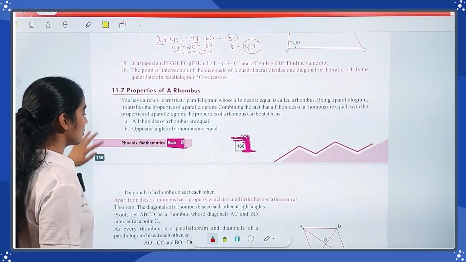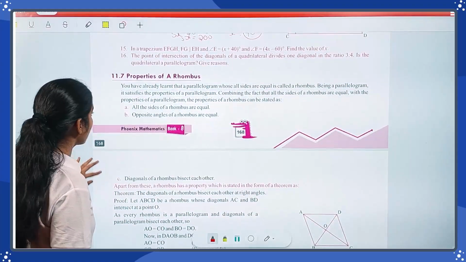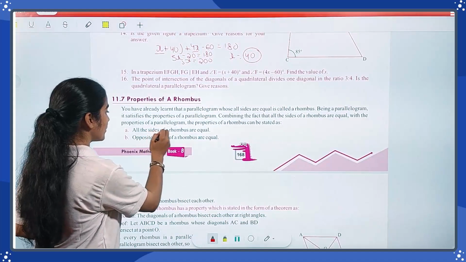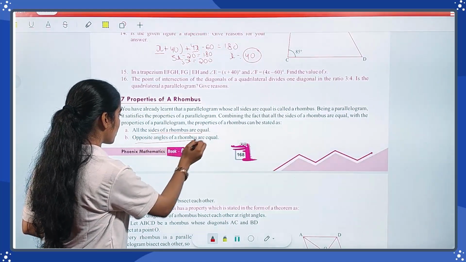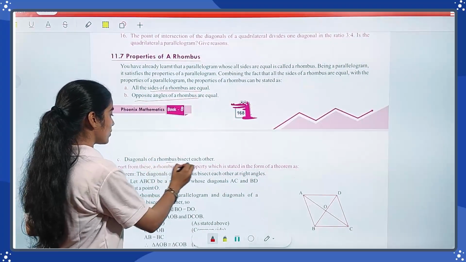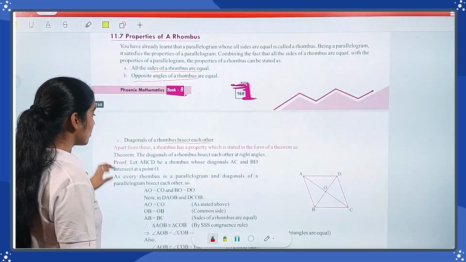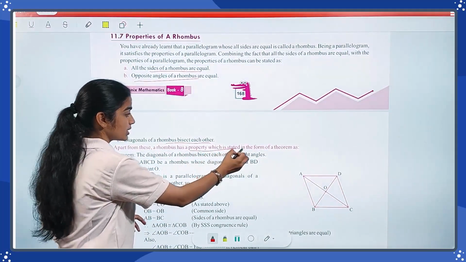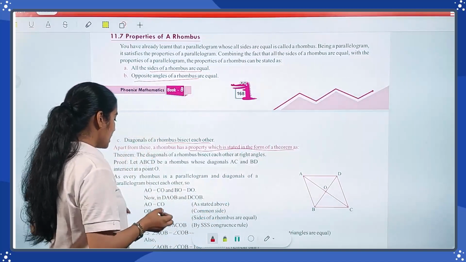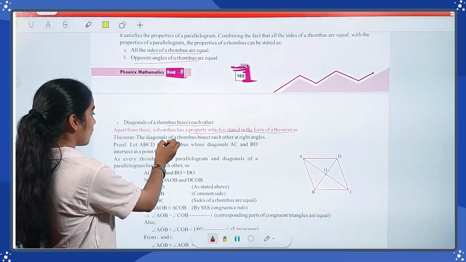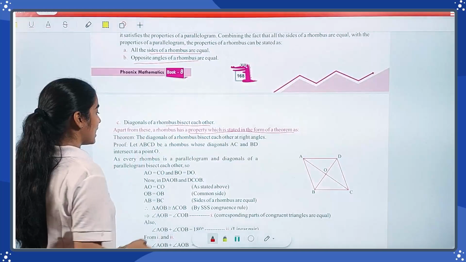Now we have the properties of a rhombus. In the properties of a rhombus we already know all sides of a rhombus are equal, opposite angles of a rhombus are equal, diagonals of a rhombus bisect each other. Apart from this, a rhombus has a property which is stated in the form of a theorem: the diagonals of a rhombus bisect each other at right angles.